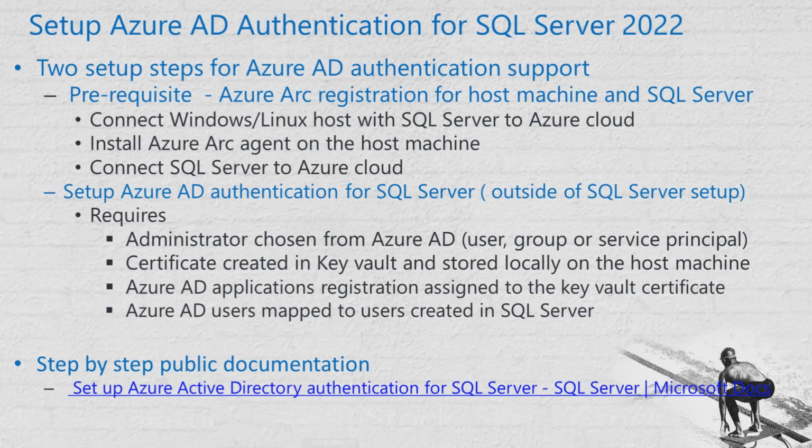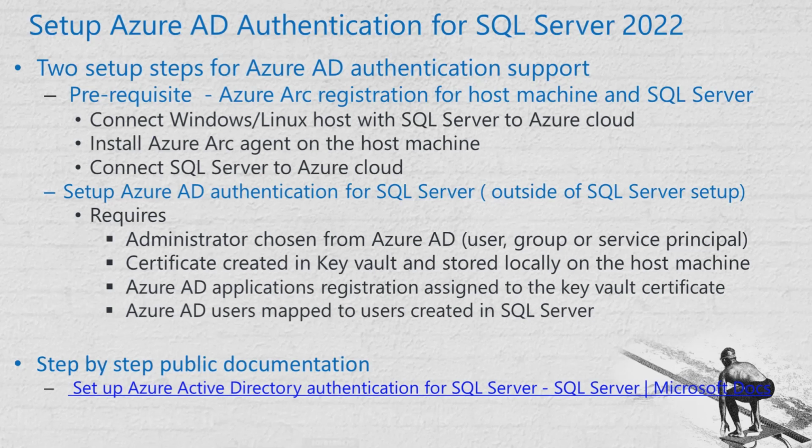There are two steps required to set up Azure AD authentication. The first step is a prerequisite, and it requires simply Azure Arc registration for the host machine and for SQL Server. Registering the host machine allows you to connect Windows and Linux hosts with SQL Server to Azure Cloud, and by installing the Azure Arc agent on the server, we can access the individual SQL Server instances.